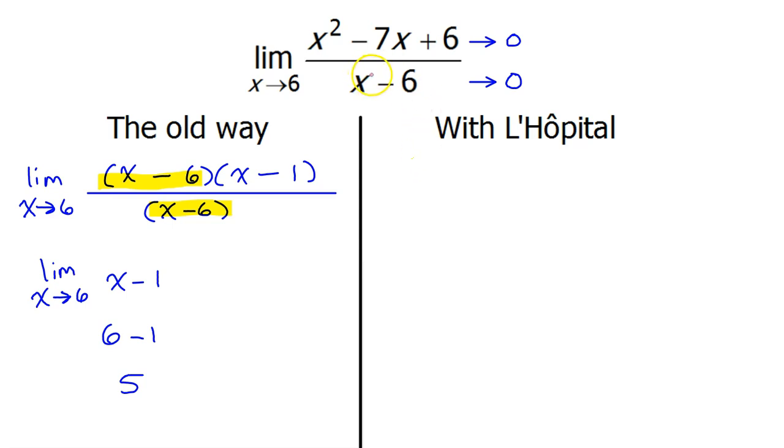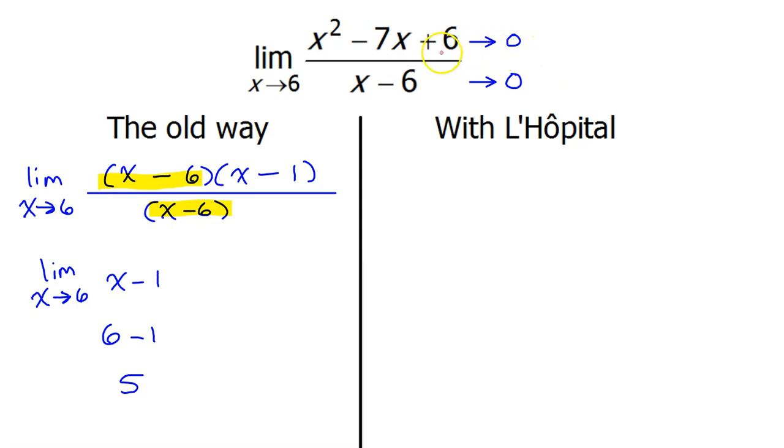Now let's find the same limit using L'Hopital's rule. Always keep in mind that L'Hopital's rule has preconditions. The numerator and denominator must both be continuous functions. But these are both polynomials, and polynomials are continuous. Also, the numerator and denominator must both be approaching 0, or they must both be approaching infinity.